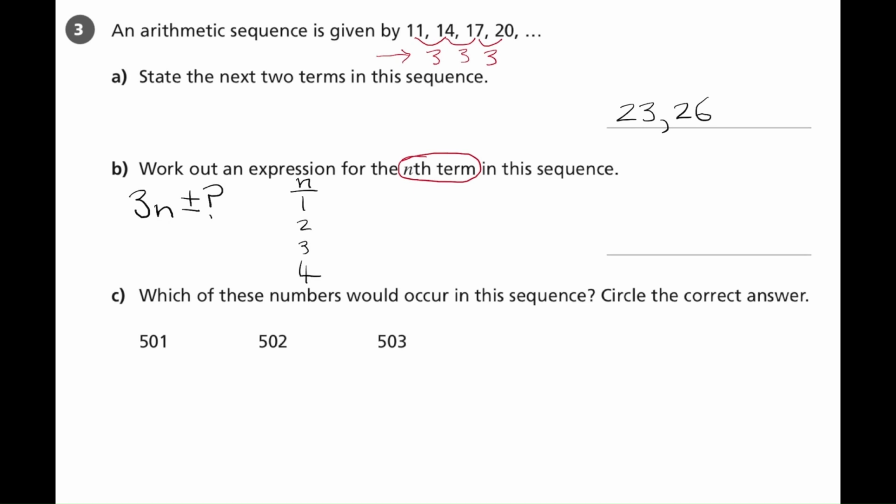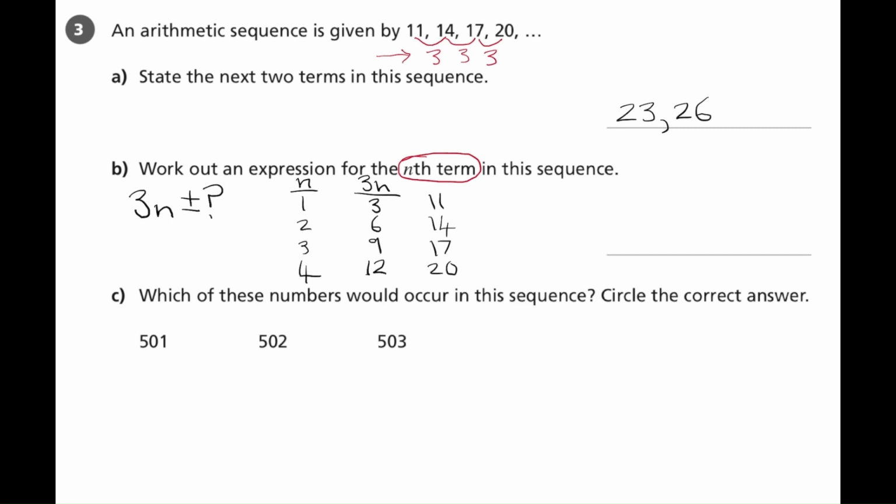And then we can work out 3n for each of those n numbers. So 3 multiplied by 1 is 3, 3 multiplied by 2, 6, 3 multiplied by 3 is 9, and 3 multiplied by 4 is 12. We now write down our sequence numbers next to the 3n numbers. So we've got 11, 14, 17, and 20.